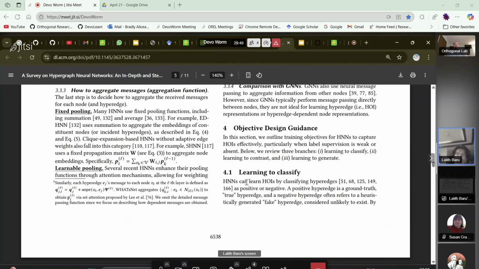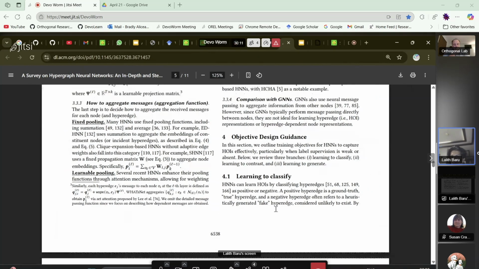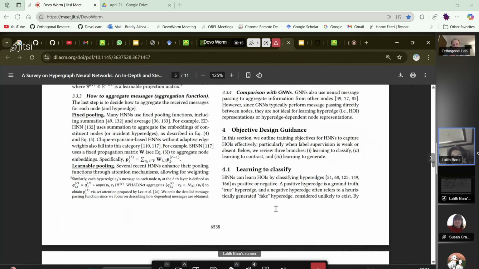A hypergraph neural network can learn higher order interactions by classifying hyperedges as either positive or negative, saying that these are yes or no binary type interactions. A positive hyperedge is a ground truth or a true hyperedge, and a negative hyperedge is generally a heuristic or generated hyperedge, or we say it's false. So you have predicted wrong. Suppose that's a fake hyperedge.